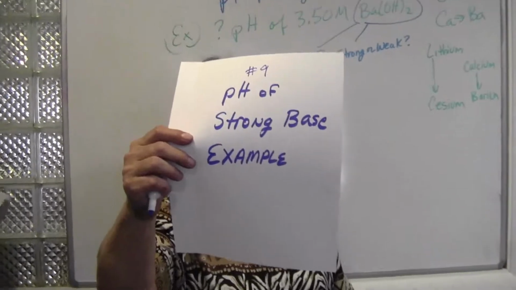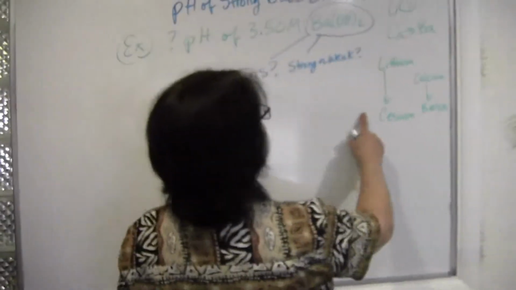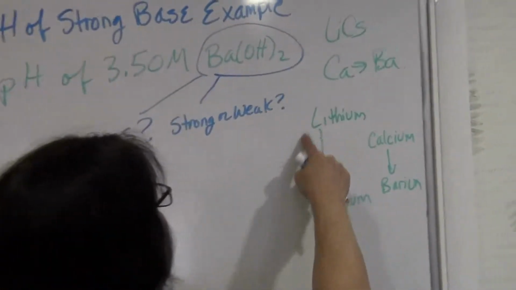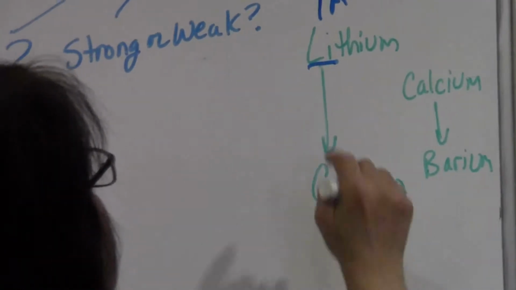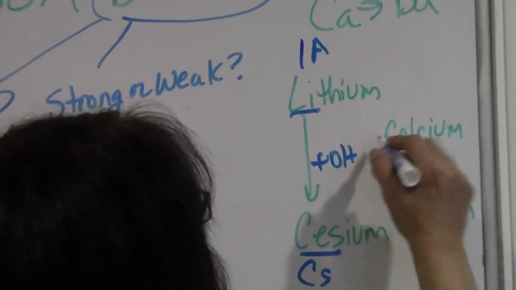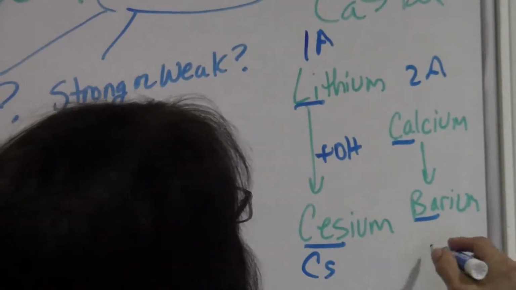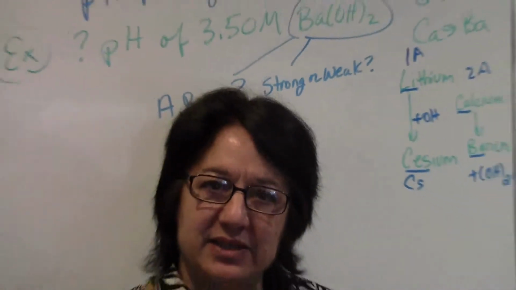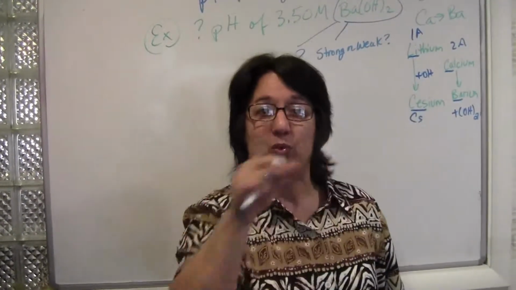This video is going to cover an example for finding the pH of a strong base. Remember in our last video we said a base is strong if it's part of LiKCaBa: any of the group 1A elements from lithium, Li, to cesium, Cs, plus an OH, or a group 2A element between calcium, Ca, and barium, Ba, and we add two OH groups. Remember, if an acid's not in the strong acid song, it's a weak acid. If a base is not in LiKCaBa, then it's a weak base.